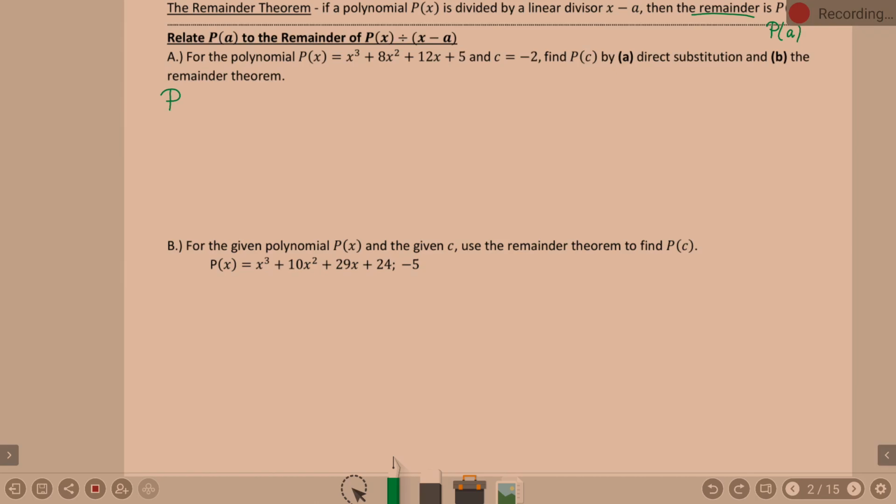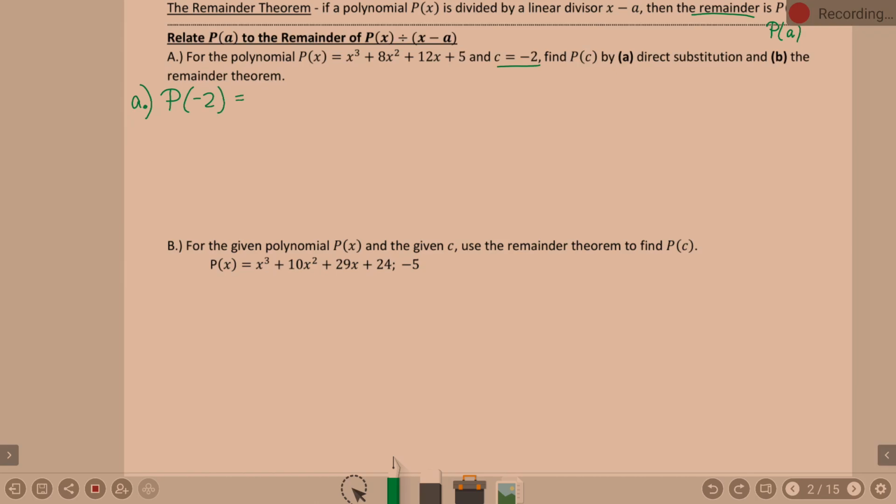For the polynomial p of x, you have x cubed plus 8x squared plus 12x plus 5, and c equals -2. They want you to find p of c. We're going to do this two different ways, A by direct substitution and B by the remainder theorem. We're going to talk direct substitution. Direct substitution says you take this number and we plug it in.